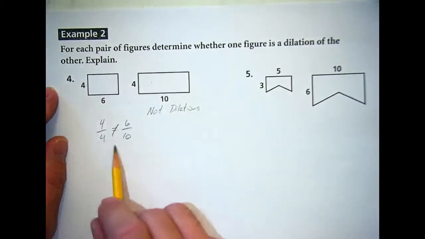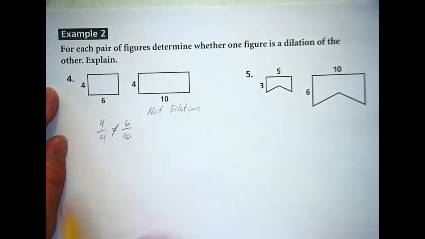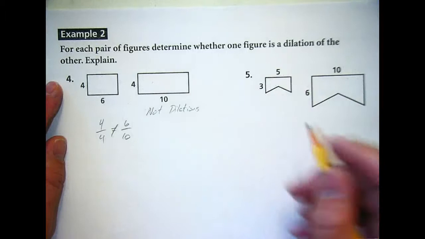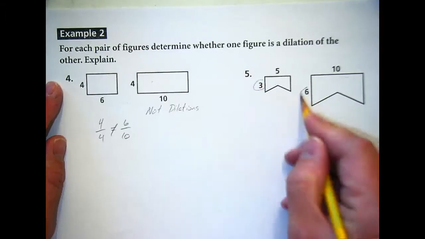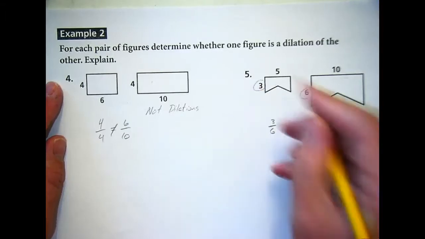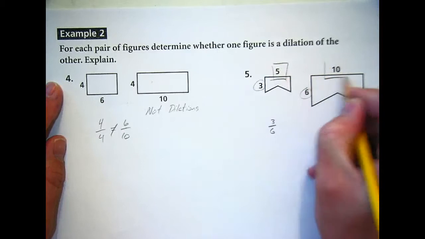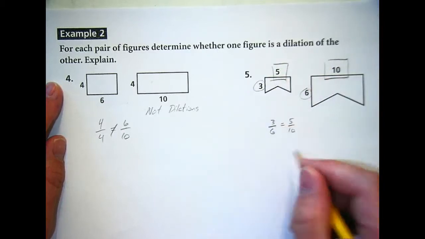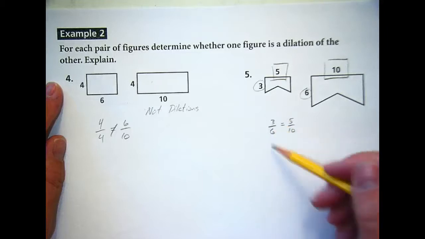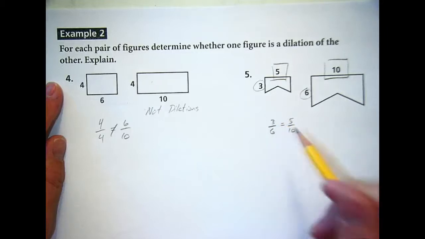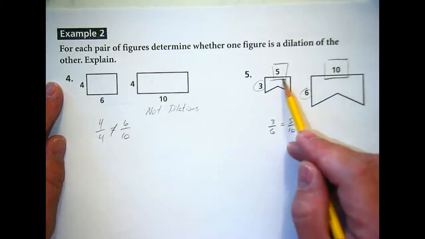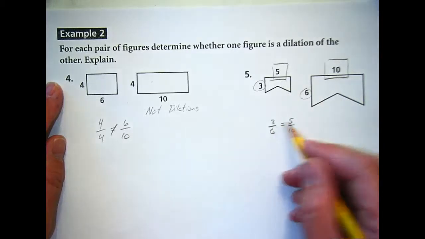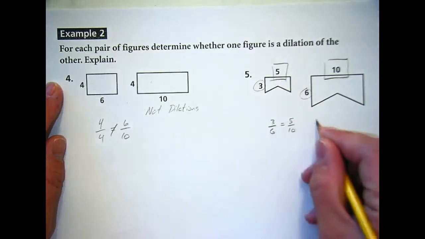And this is a valid reason why. That's a mathematical reason why. Okay? Are these dilations? Yes. If we compare 3 to 6 and 5 to 10, they both have a scale factor of 1/2. So if we're going from here to here, they both reduce to 1/2, right? They're the same value. That's a true statement. So this is a dilation.